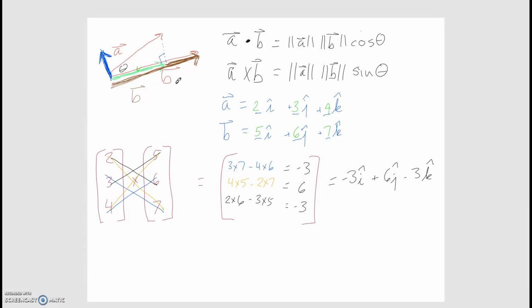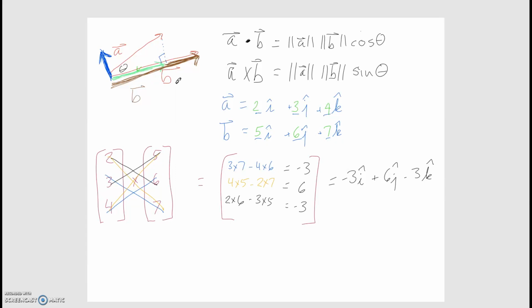And then for the second row, the j part of this, I'm going to ignore this middle row, and I'm going to do the opposite order. Now I'm going to do 4 times 5 minus 2 times 7. So I write here 4 times 5 minus 2 times 7. Again, I'm just taking the opposite tack to the first one.